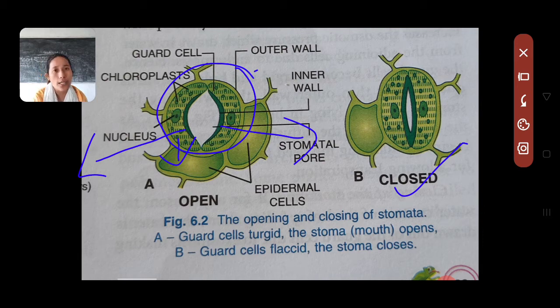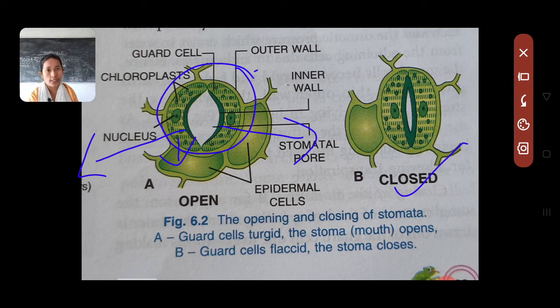When they take in the potassium ion from nearby cells, what will happen to the solute concentration inside the guard cell? It will be more. Because of that, a hypertonic condition is maintained, and water eventually through exosmosis from nearby cells will enter, and then the guard cell will swell up and become turgid because of the movement of water into the guard cell. That's why there is opening of stomata.